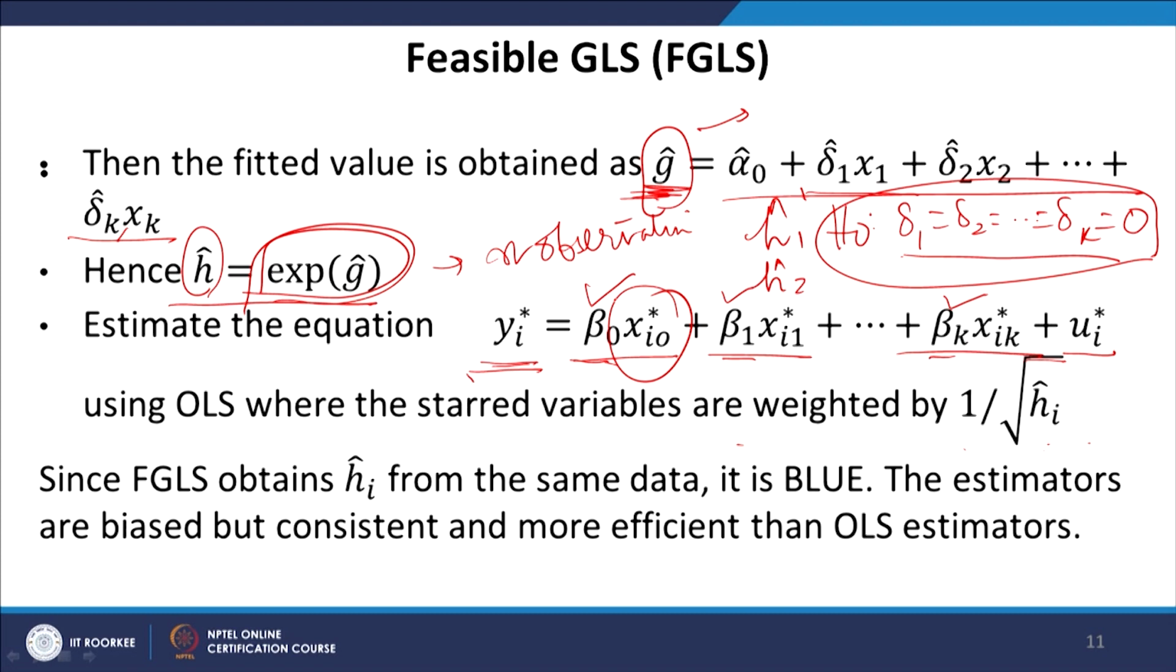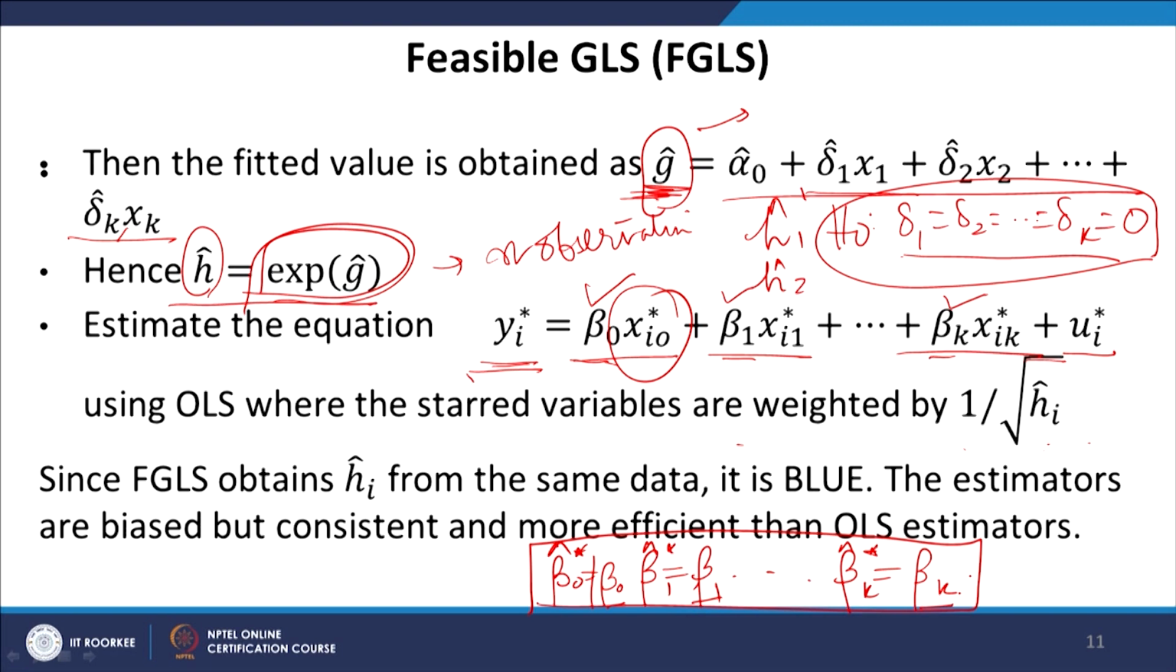Since FGLS obtains h i hat from the same data, it is not BLUE. The estimators are biased but consistent and more efficient than the OLS estimators. We call it biased because the estimated parameters, denoted by beta naught star, beta 1 star and so on, beta k star hat, are not equal to beta naught, beta 1, beta k, as a result of which we cannot call them unbiased estimators if the population parameters are actually beta naught, beta 1 and beta k. That is why the estimators are biased, but we can easily prove that they still are consistent, which is a large sample property, and they are more efficient.